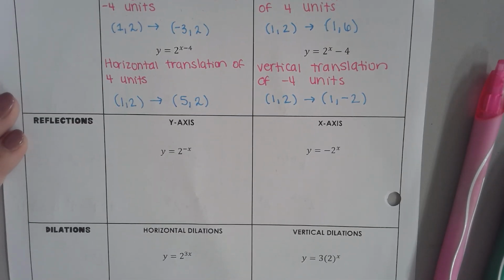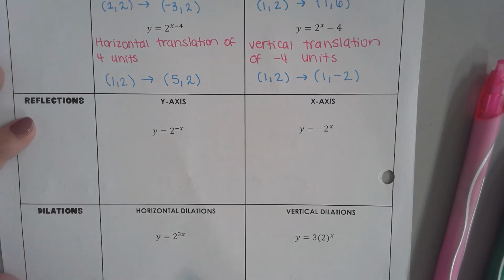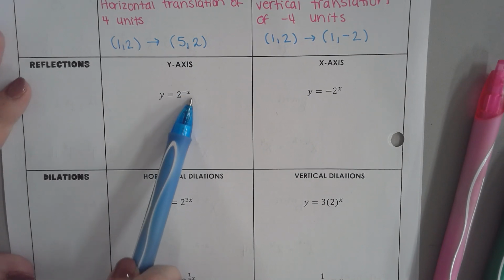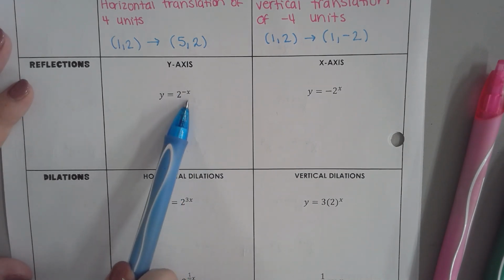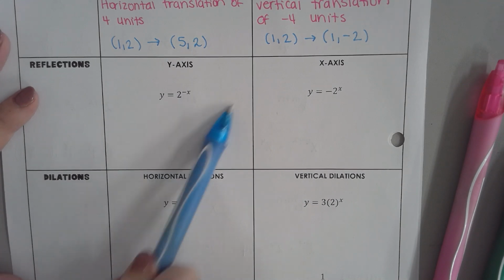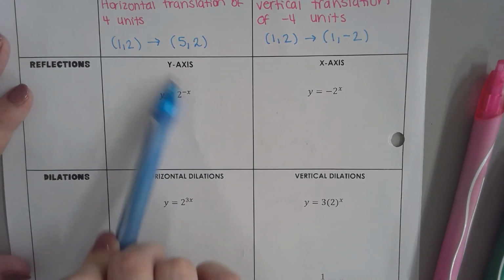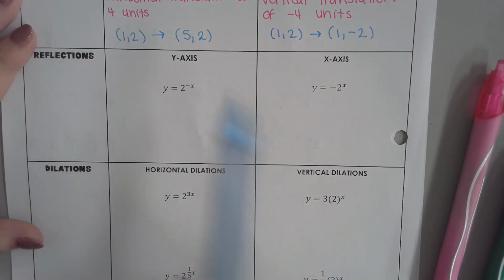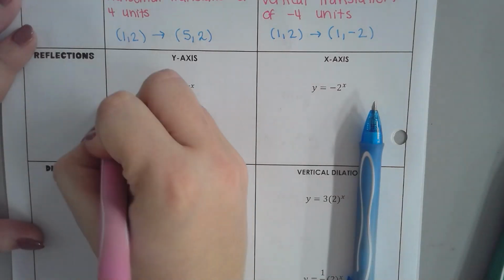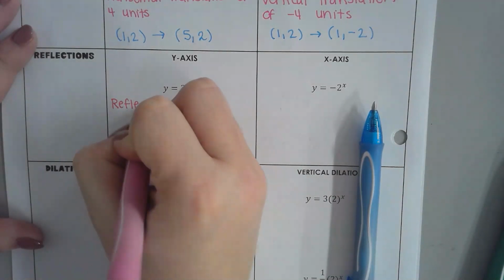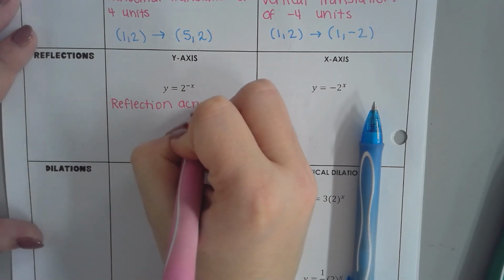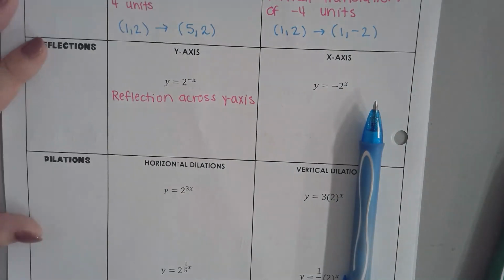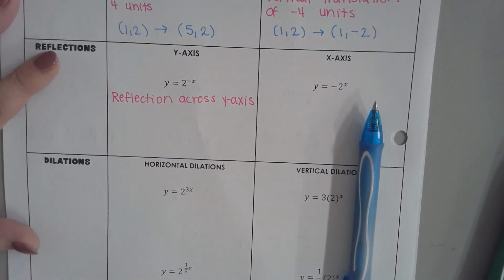Reflections. Reflections happen when there's a negative. That negative is either going to be in the very front or it's going to be right with the x. If it's right with the x, it reflects on the y-axis. That's kind of where your opposite comes in. If it's right with the x, it's y-axis. So this is a reflection across the y-axis. But that changes your x value.